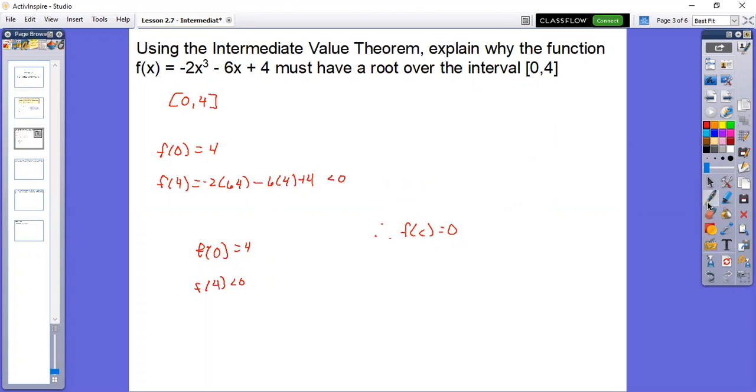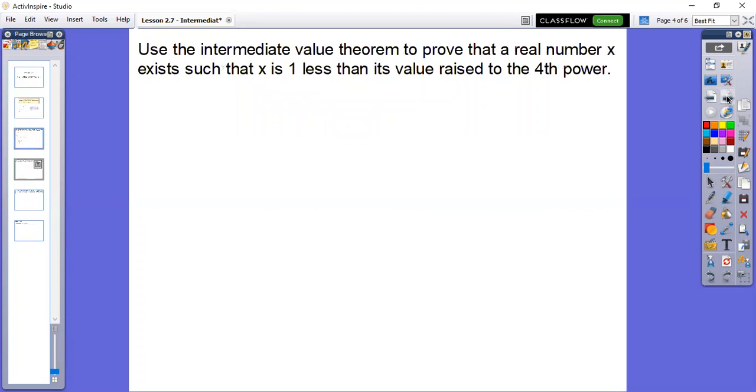But we're going to do one more example. And we're going to take a look at this example. And we're going to actually set up the function this time that we're going to use the intermediate value theorem for. So what this is saying is I need to use the intermediate value theorem to prove that a real number exists such that x is 1 less than its value raised to the 4th power.